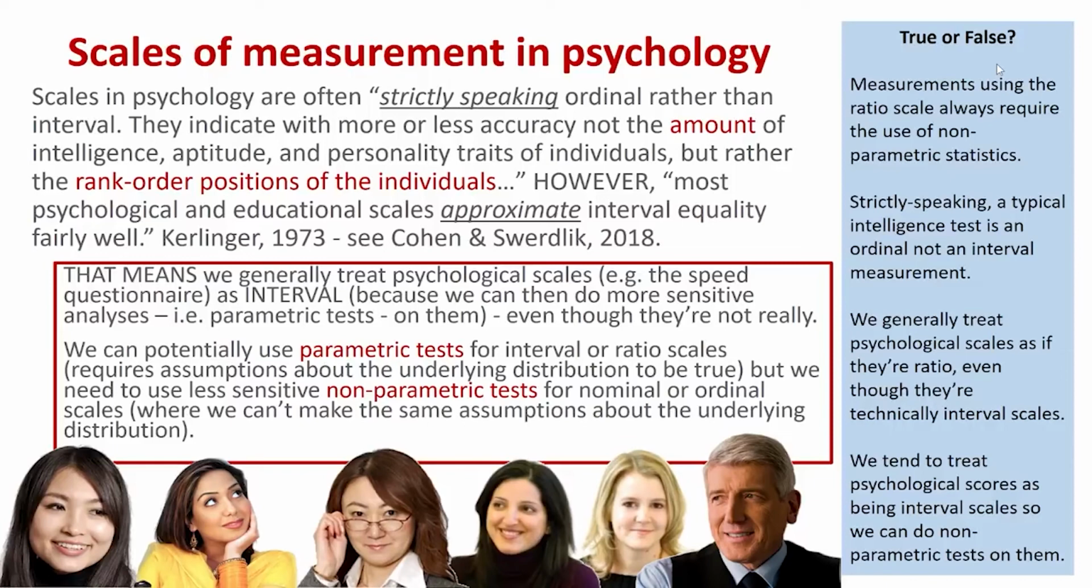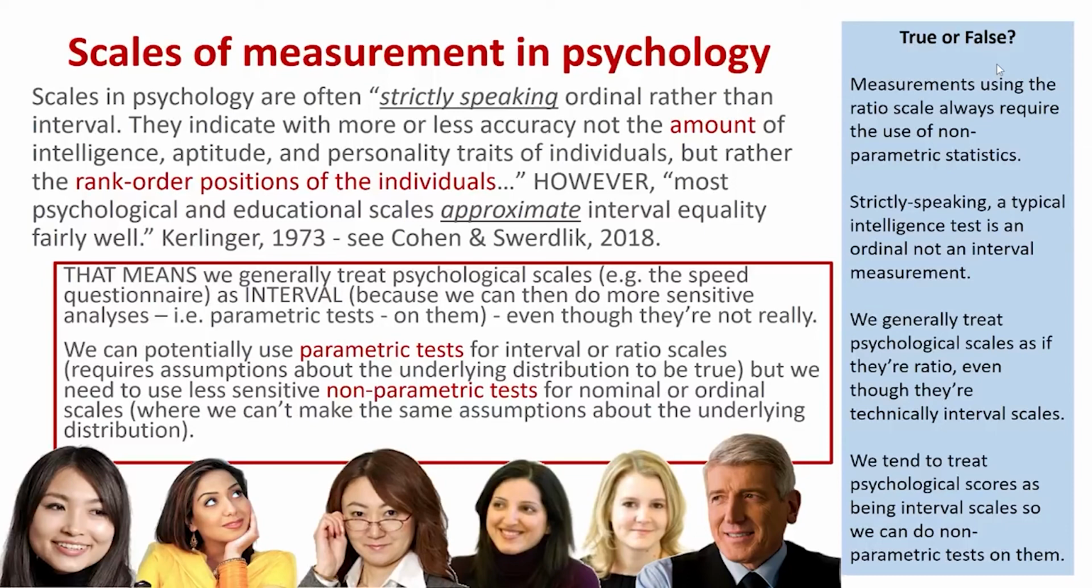Generally, if we can say the scale is interval or ratio, we can use parametric tests if we meet the appropriate assumptions. But if our scales are nominal or ordinal, then we have to use non-parametric tests, because non-parametric tests require fewer assumptions. They don't require us to make assumptions about underlying distributions.